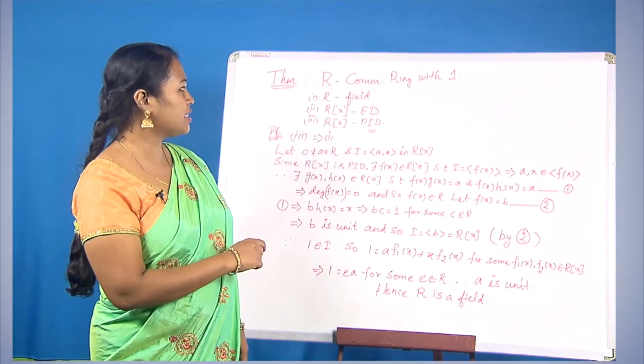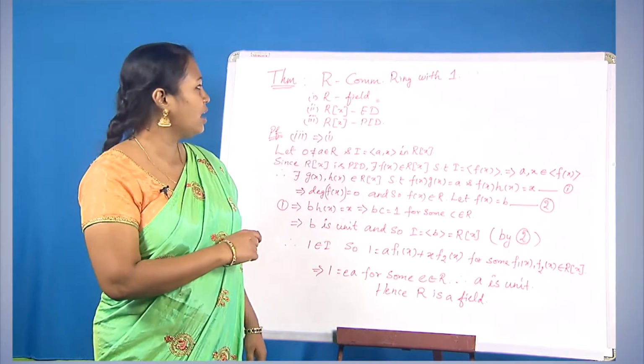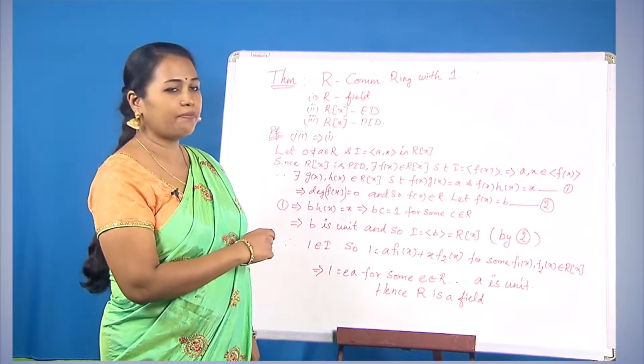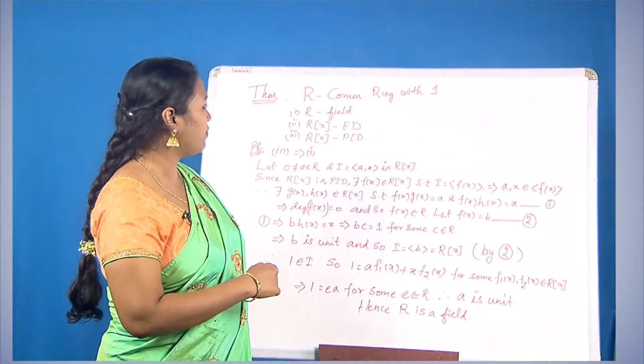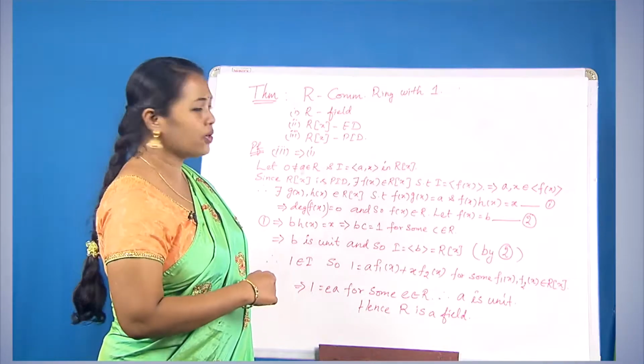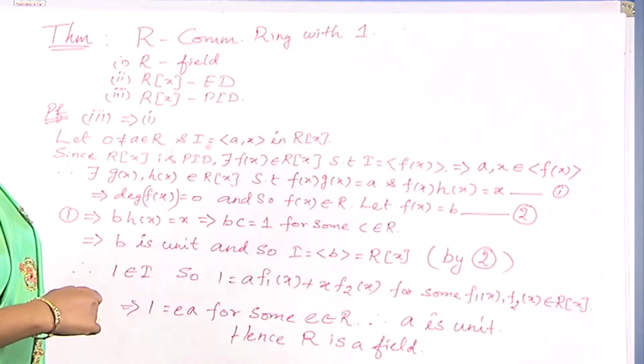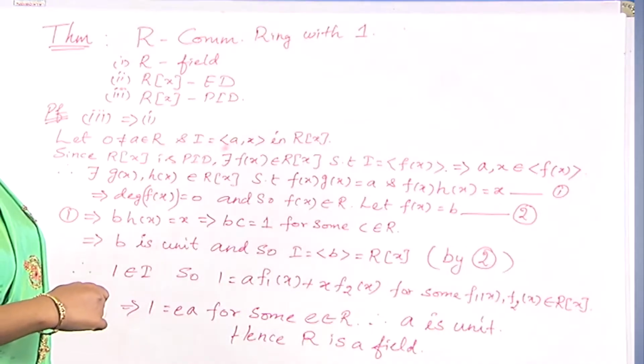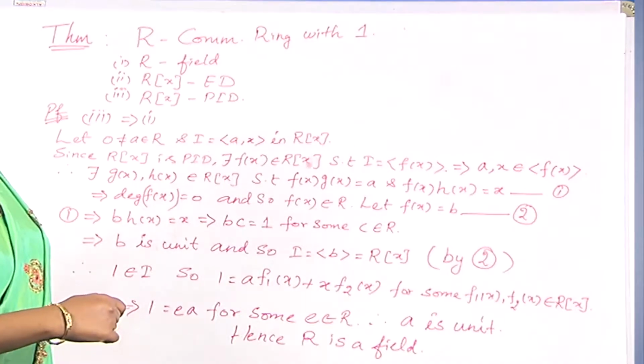R[x] is a principal ideal domain. I have to prove that this R is a field. So, 3 implies 1 we are going to prove now. To do that, let us consider a non-zero element a in R and let I be the ideal generated by a and x in R[x].